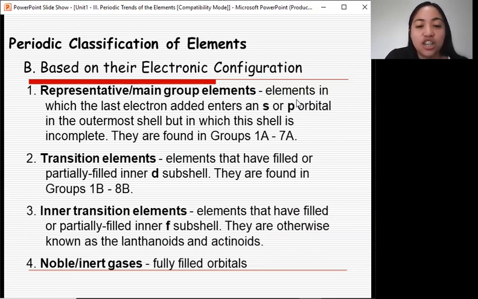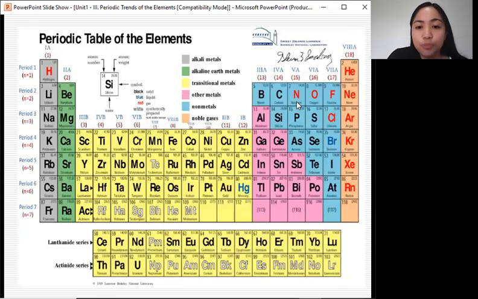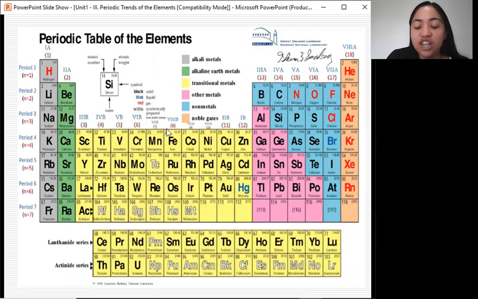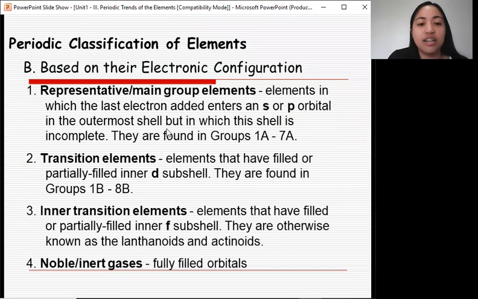Next is the transition elements. These are the elements that have filled or partially filled inner d subshell or d orbital. They are found in groups 1B to 8B. So groups 1B, 2B to 8B are the transition elements because they have partially filled or filled d orbitals. Next are the inner transition elements.